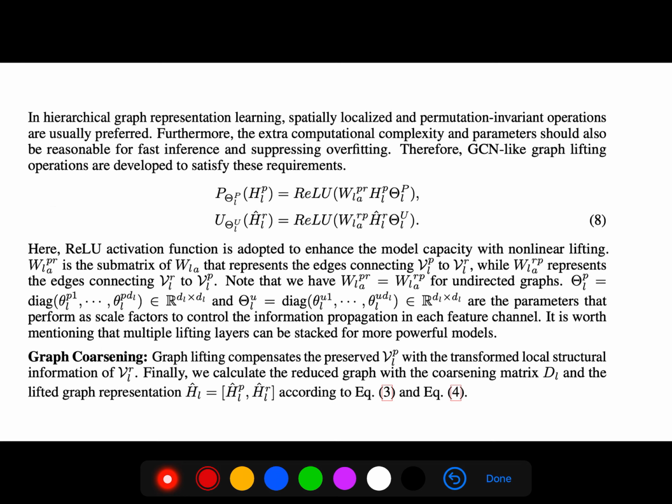In hierarchical graph representation learning, spatially localized and permutation invariant operations are usually preferred. The extra computational complexity and parameters should also be reasonable for fast inference and suppressing overfitting. Therefore, GCN-like graph lifting operations are developed to satisfy these requirements. And then graph coarsening. Graph lifting compensates the preserved V with the transformed local structure. Finally, we calculate the reduced graph with the coarsening matrix D.